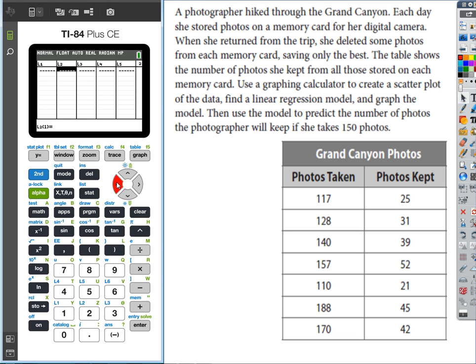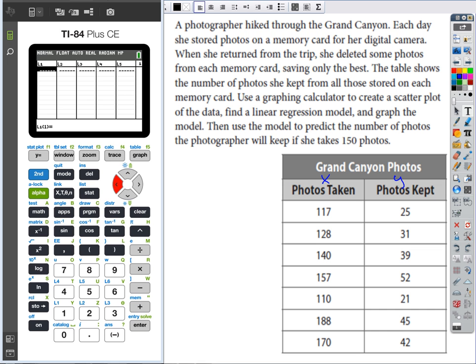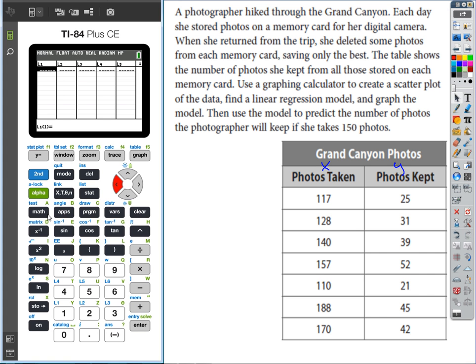Now, notice that the photo taken was going to be our X variable, right? Yes. That's X and that's Y. The X variable or the input variable always has to go in L1 and Y goes in L2. So now we just input this stuff. We can be quick about this. We get 1, 1, 7. And if you hit enter, it just pops it down. That's the easiest way to do it.